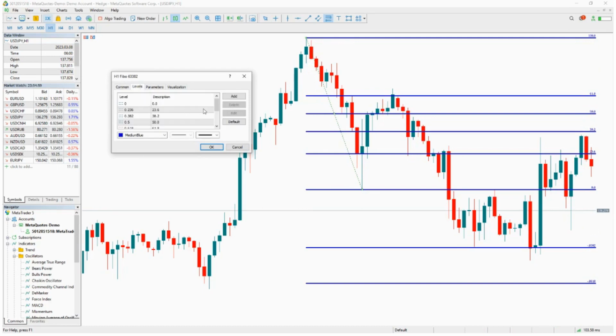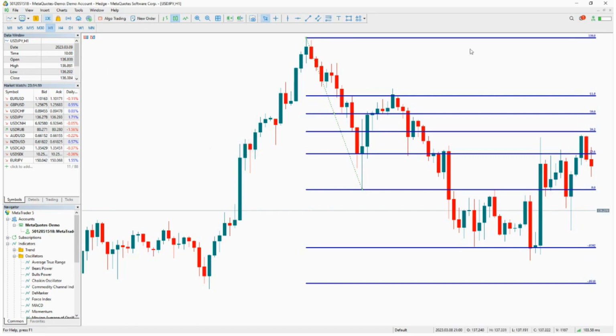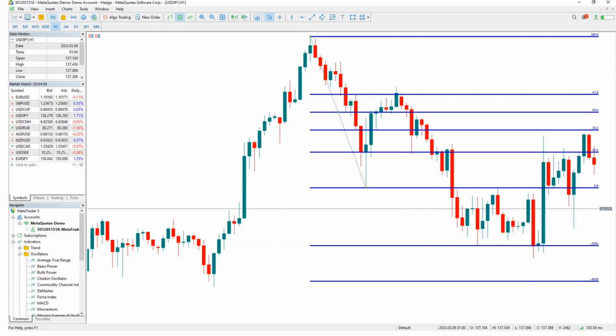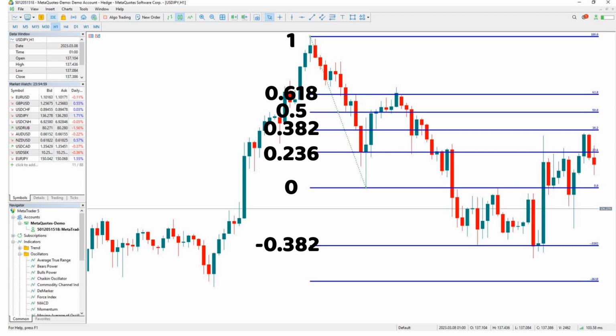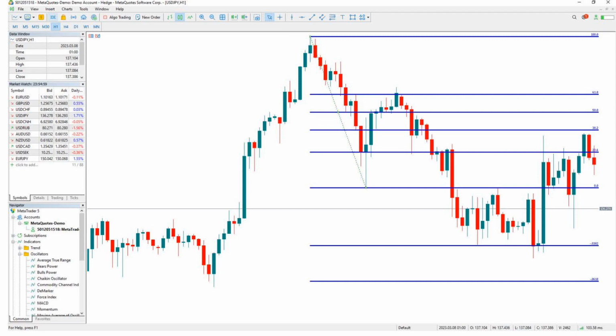If it's your first time using the Fibonacci tool, you may need to adjust the settings. You'll need to experiment with the settings so you can make the Fibonacci lines visible to your liking. You'll also need to add the following levels: 0, 0.236, 0.382, 0.5, 0.618, 1, -0.382, and -0.618.